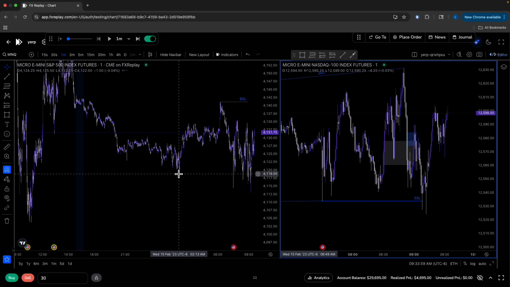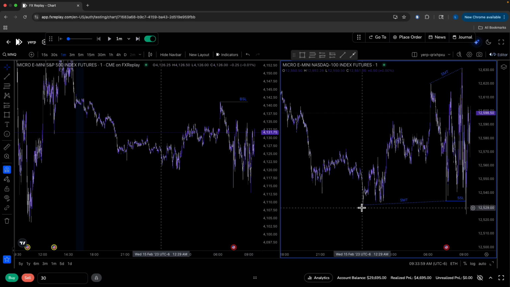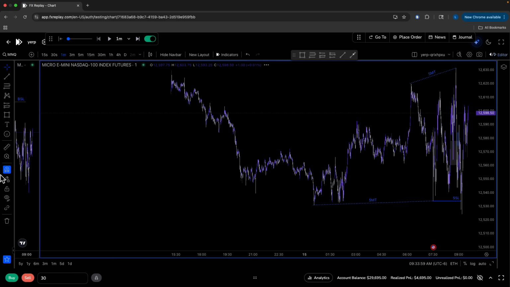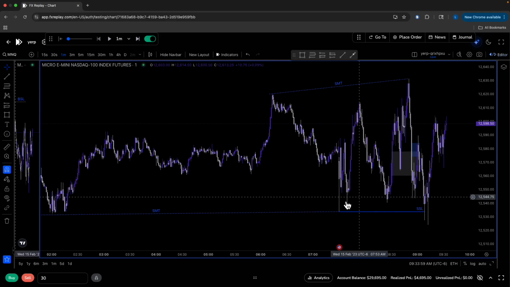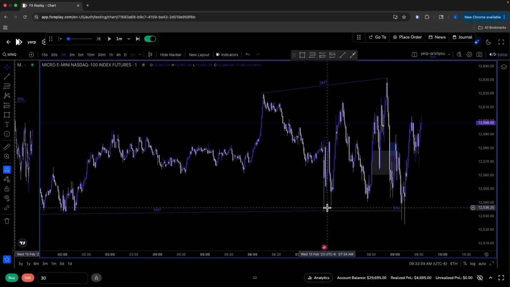Or no, sorry, this low over here, not this. So we had this bullish SMT at the low, right? Because ES had already taken this out, NQ hadn't. So you might be asking, why am I shorting when there's a bullish SMT? Because the SMT did its job.